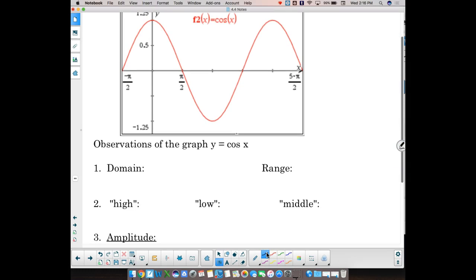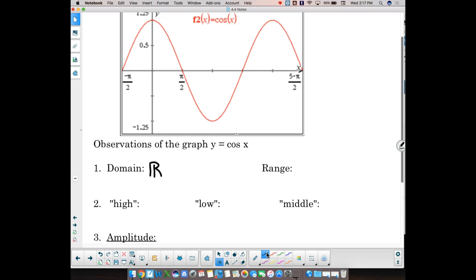Domain of cosine. All real numbers. The domain of all sine and all cosine functions will always be all real numbers. Okay? Because there's no values that we can't put in and get out an answer. It's the only 2 of the 6 trig functions where that holds. It's the only 2 where the domain is all real numbers. Okay? In tangent, cotangent, secant, and cosecant, there are restrictions. Okay? And we'll dive into that later on.